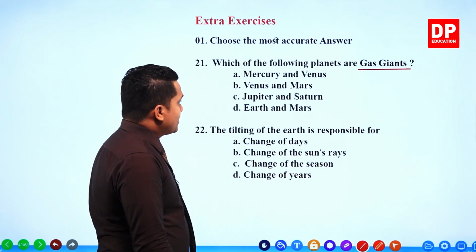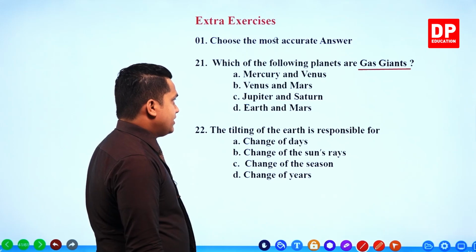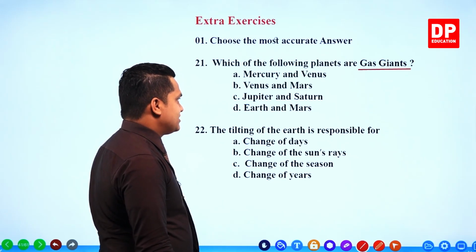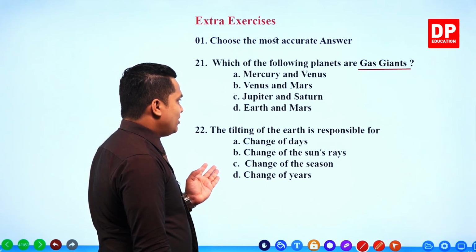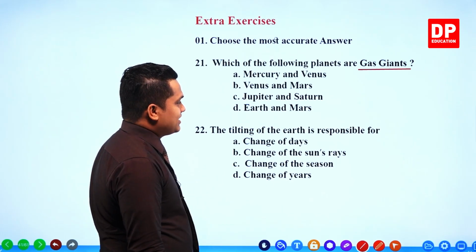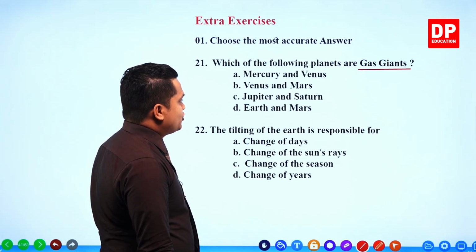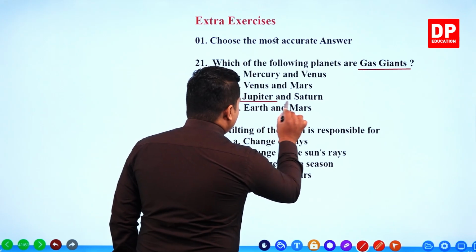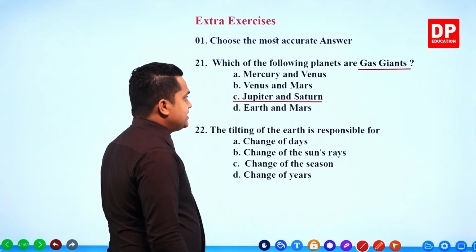So here Mercury is given, incorrect. Then in the next one, Mercury, Venus and Mars is given, once again incorrect. Then in the 4th one, Earth and Mars is given, once again incorrect. So our correct answer should be, my dear children, Jupiter and Saturn. Both these are considered as gas giants.